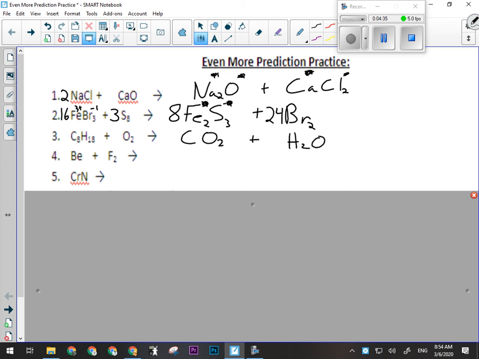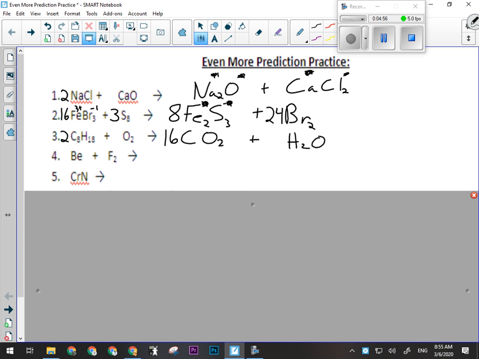Do I need to use both balancing rules for this one? Is 8 an even number? Yes, it is an even number. So I need to start with a 2. 2 times 8 is 16, so I'm going to put a 16 right here.